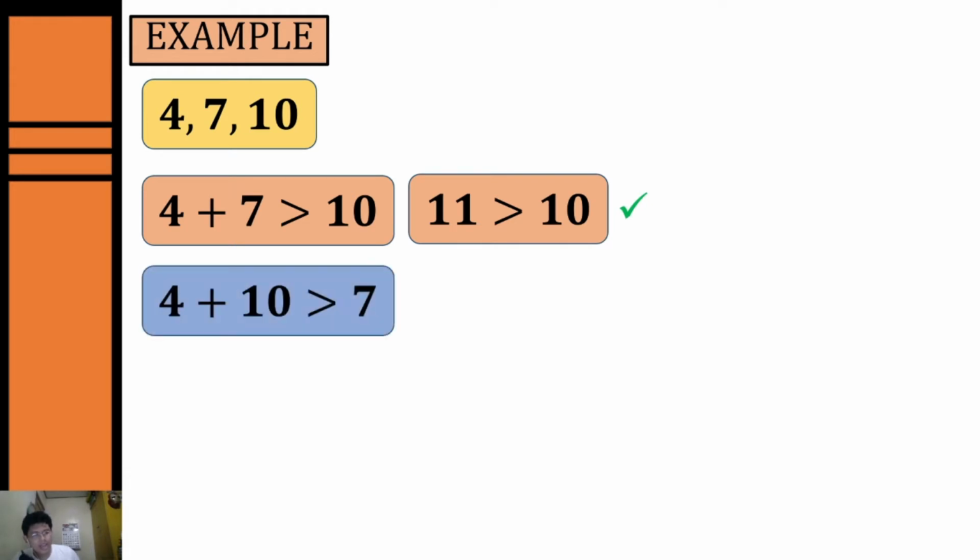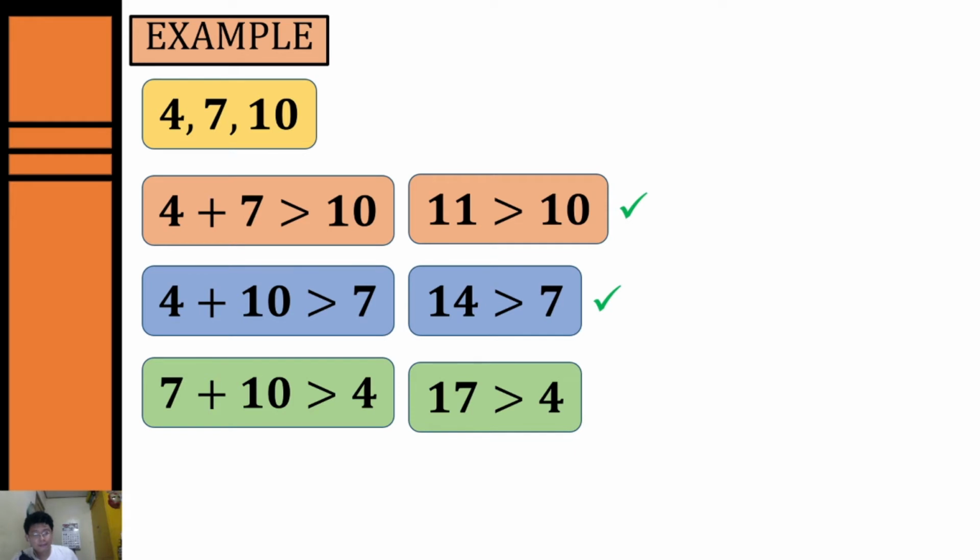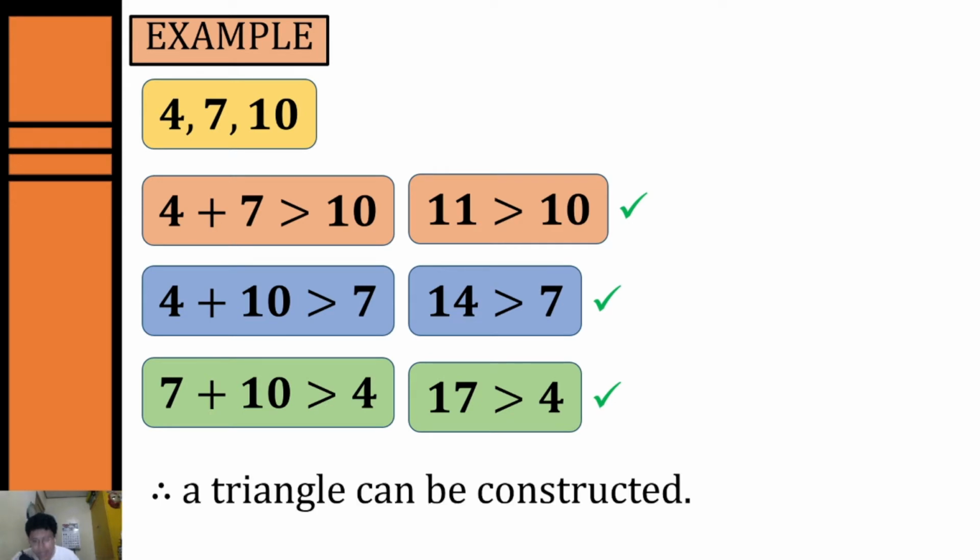Next, let's add 4 and 10, our first and third side. 4 plus 10, is it greater than our second side, which is 7? So 14 is greater than 7. It satisfies our inequality. Next, let's add our second and third side. 7 plus 10, is it greater than our first side? So 17 is greater than 4. So it satisfies our third side. Since we satisfy the triangle inequality theorem, we can conclude that a triangle can be constructed with the dimensions 4, 7, and 10.